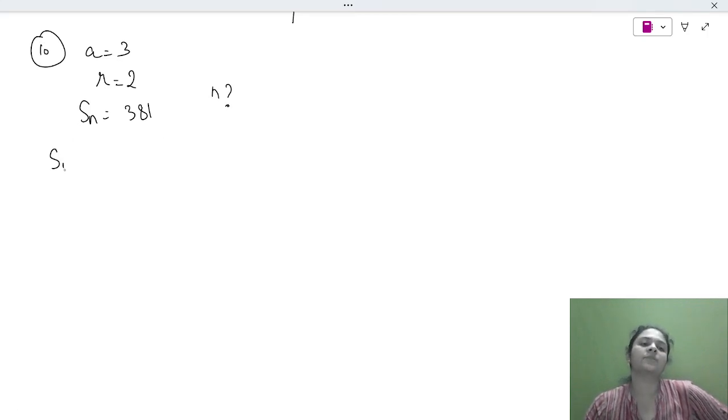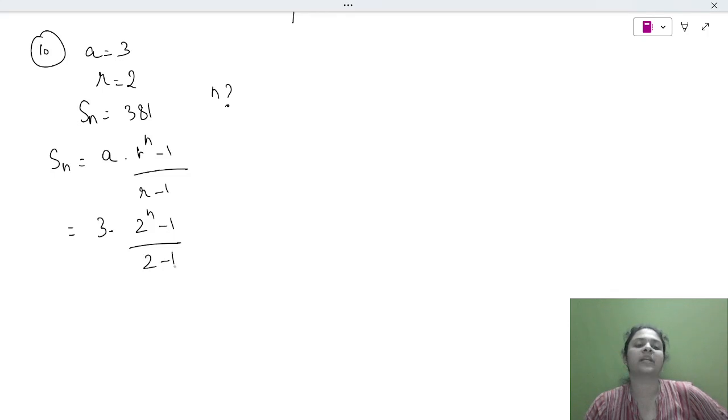Now, the sum of n terms of a GP formula is A into r power n minus 1 divided by r minus 1. Why? Because r is greater than 1. So we write 3 into 2 power n minus 1 divided by 2 minus 1 is equal to 381. So 3 into 2 power n minus 1 divided by 1 is equal to 381.